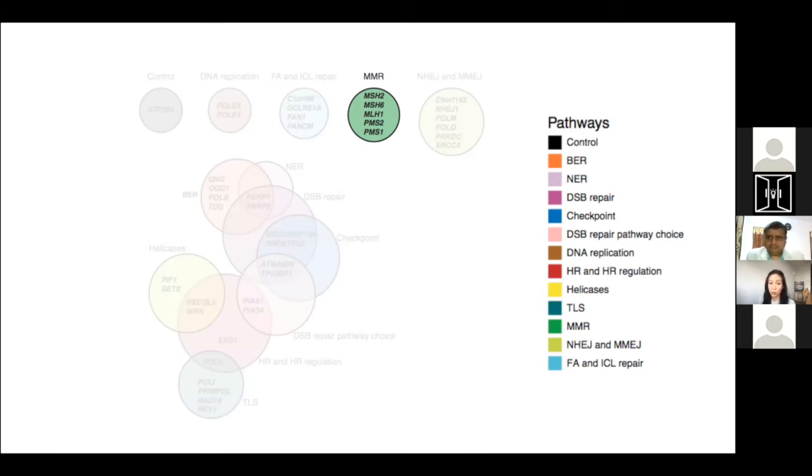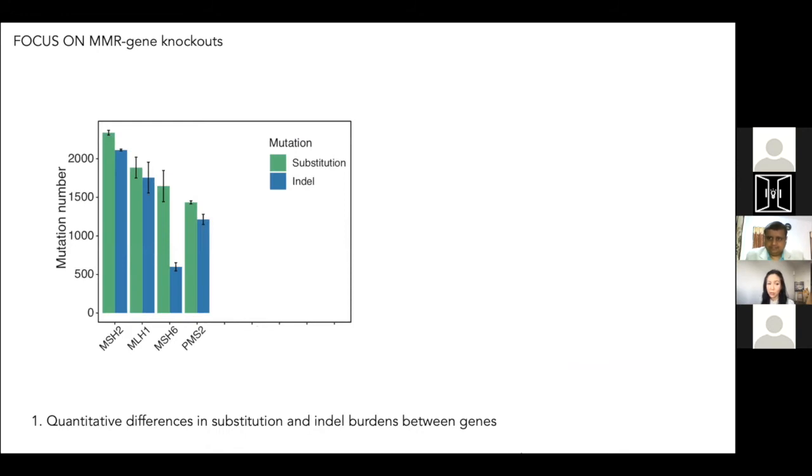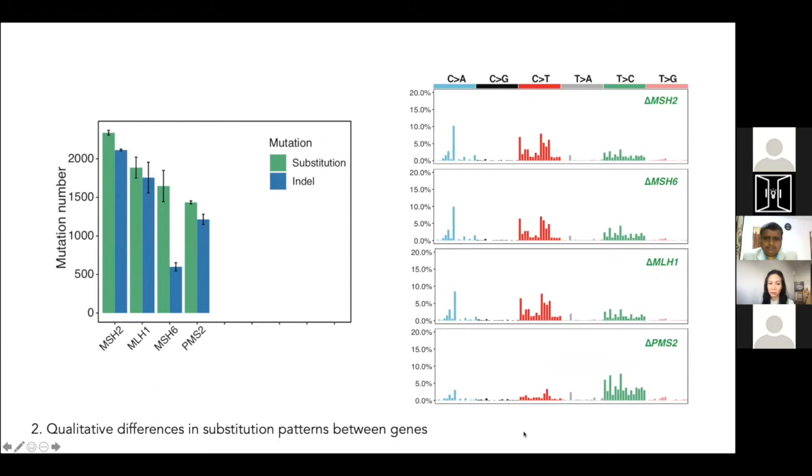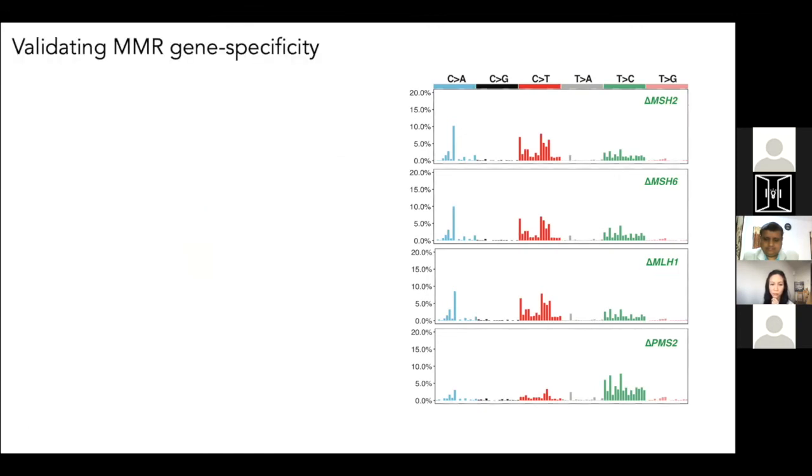So we knocked out all of those genes. And the first thing to say is that there are quantitative differences in substitution and indel burdens between the different genes. The next thing to say is that there are qualitative differences as well. So the top three are knockouts of MSH2, MSH6, and MLH1, and they are nearly identical to each other. It's pretty extraordinary, but they are really quite different to the knockout of PMS2.